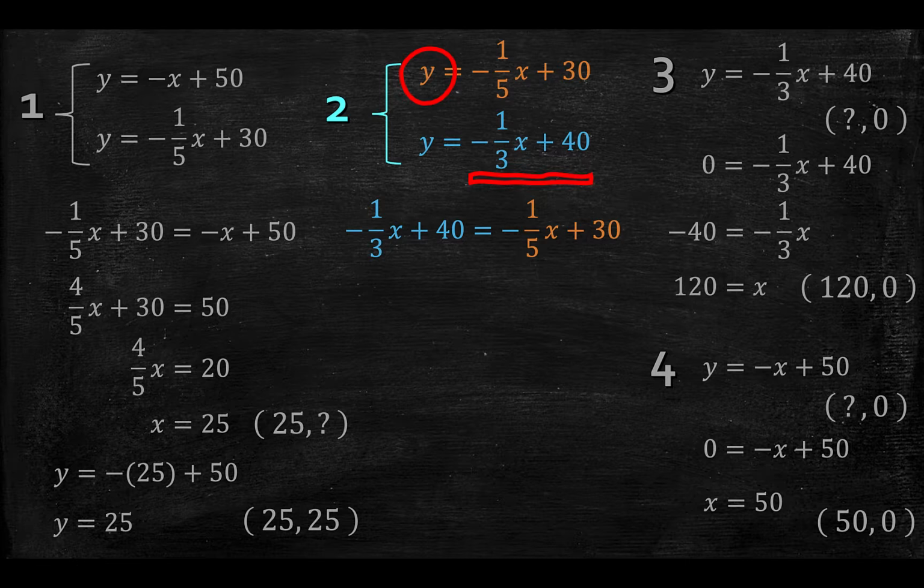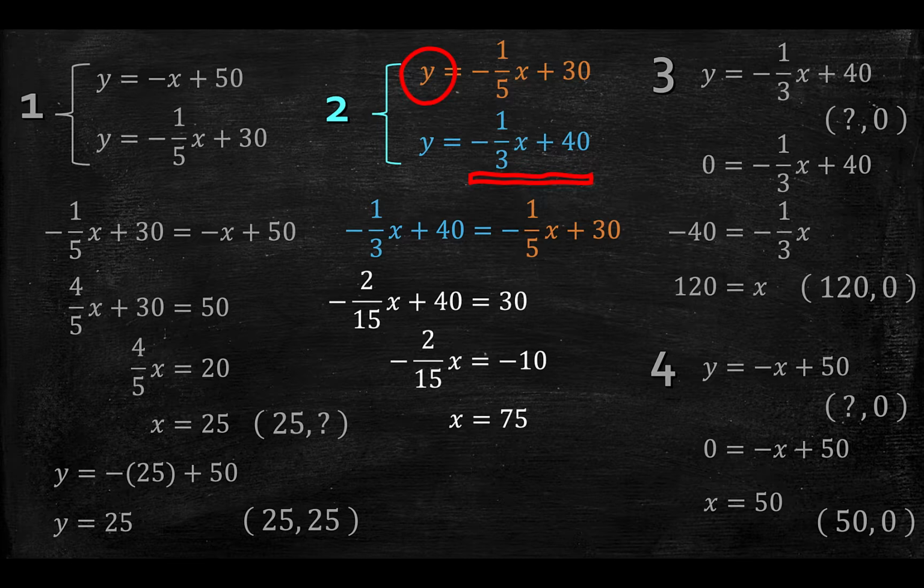This time, to add 1/5 x to both sides, I do have to find a common denominator of 15, and I would get -2/15 x. I'm going to subtract 40 on both sides and multiply by the reciprocal, negative 15 over 2, on both sides. I get x equals 75. Now, I may have had another way that I can make this easier on myself, but I did it this way and I got x equals 75.